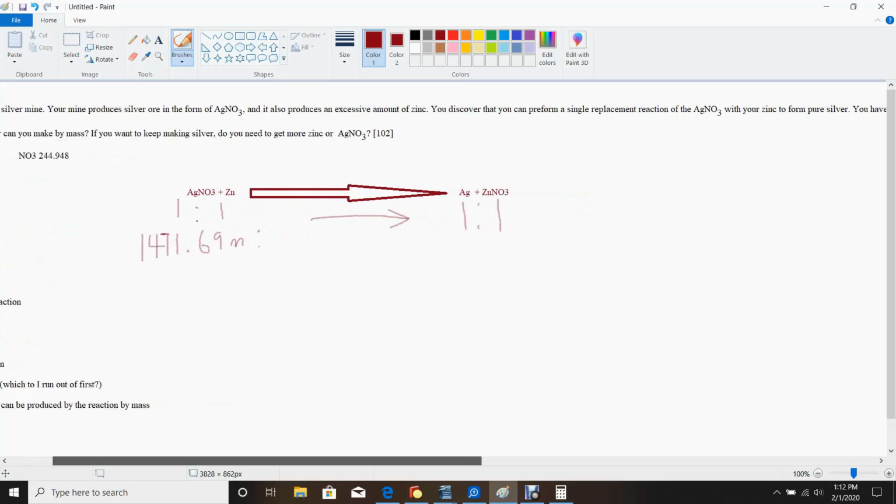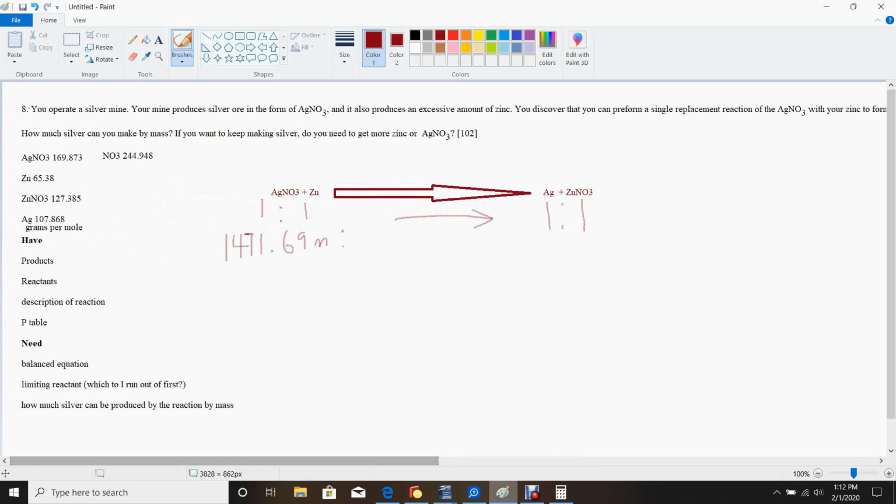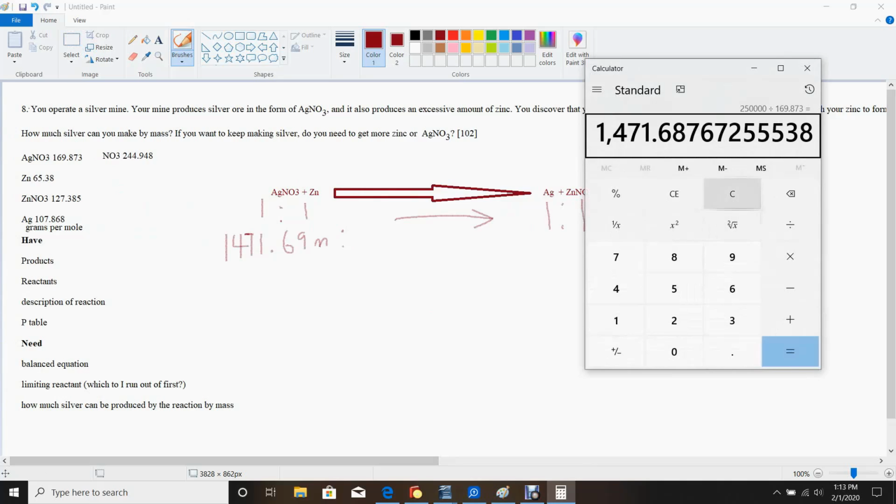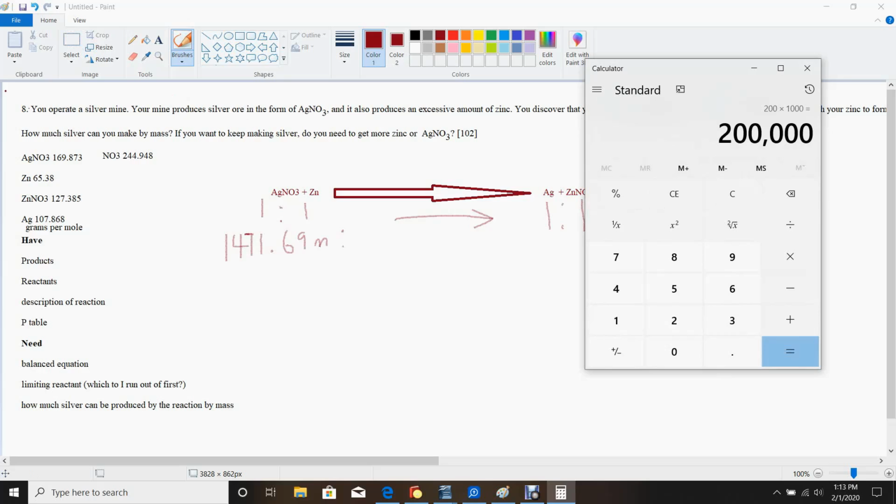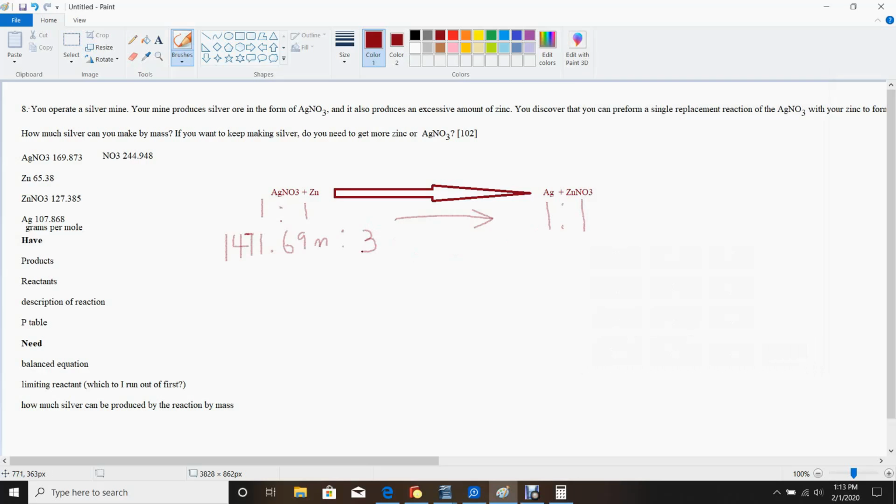I have, per the problem, 200 kilograms of zinc. So I want that in grams. 200 times 1,000, 200,000 grams of zinc. And each mole of zinc has a mass of 65.38 grams. So I'm going to divide 200,000 by 65.38. I have 3,059.04 moles of zinc.